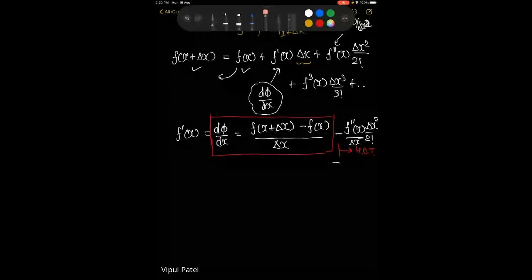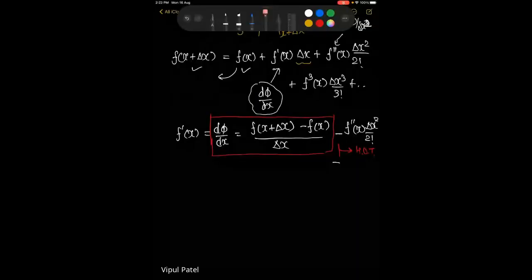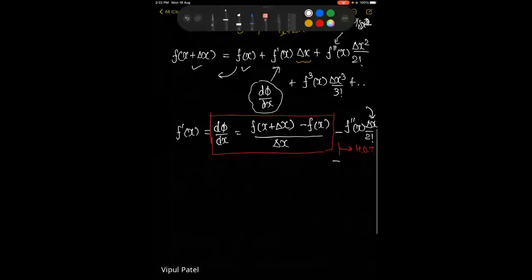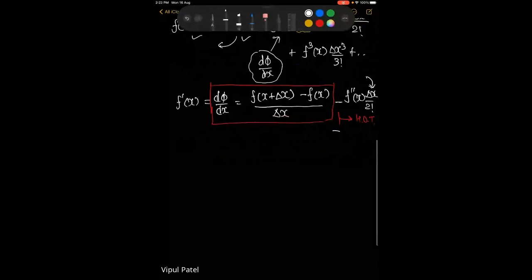So now if you see the order of this particular delta x, then you would notice that this is actually delta x to the power 1. Okay. So the term which you are neglecting, that decides the order of accuracy. Okay. So for this particular formulation, you can say that its accuracy is order of delta x. Okay. So you can say that this is first order accurate.